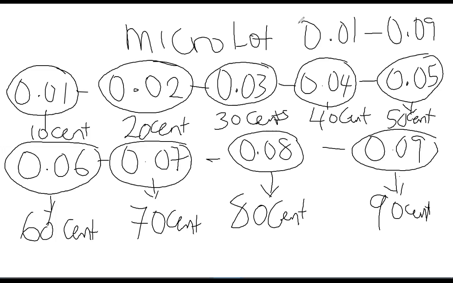So this is where micro lot sizes end. Do you understand? This is where micro lot sizes end. Once you have reached 0.09, know that that's where the micro lot size ends. So do we understand now? Let me know if everybody understands.